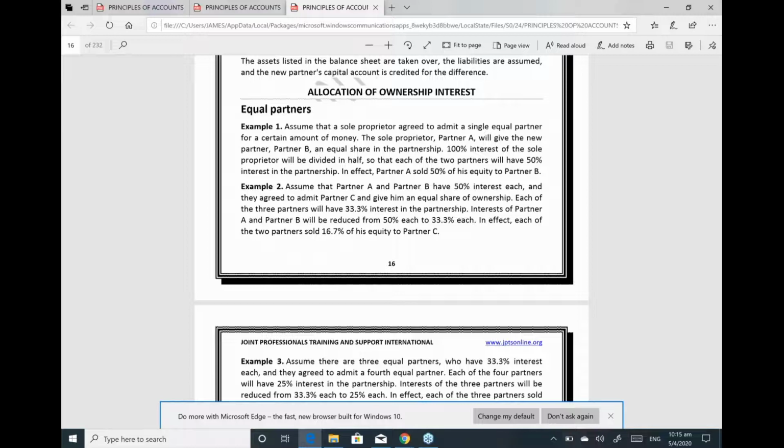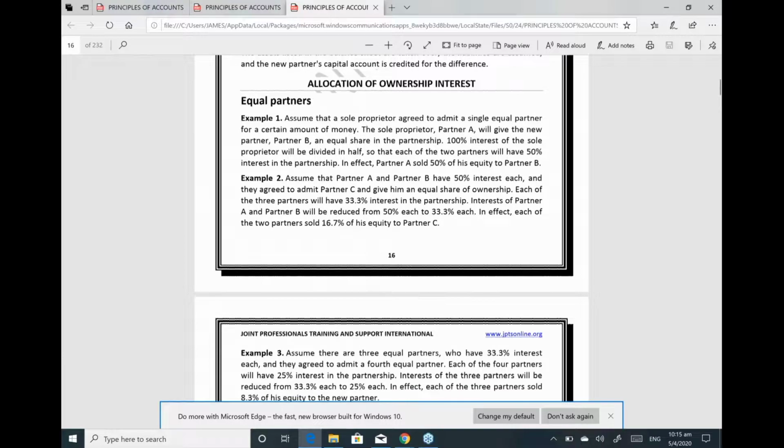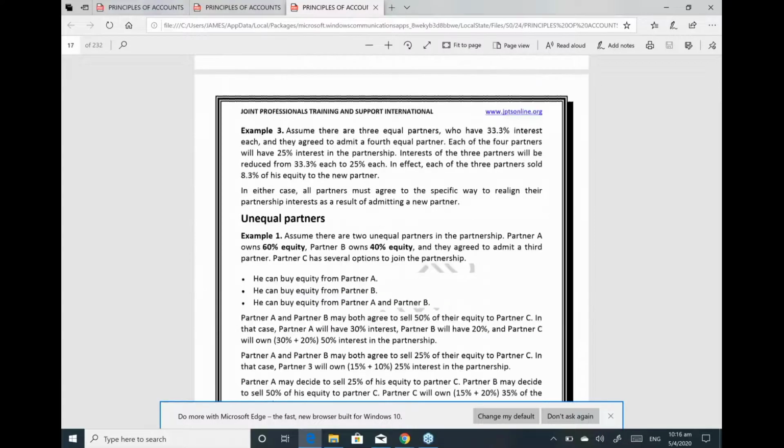Now we look at example 3. Assume there are 3 equal partners who have 33.3% each, and they agree to admit a fourth equal partner. Each of the 4 partners will have 25% in the partnership. The interest of the 3 partners will be reduced from 33.3% to 25% each.